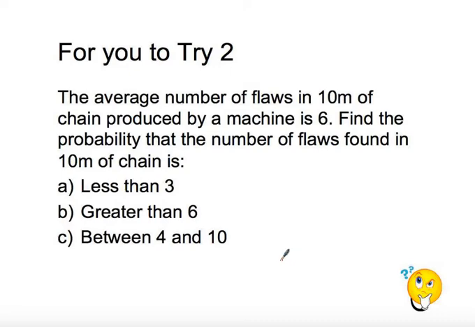So, the average number of floors in 10 meters of chain produced by a machine is 6. Find the probabilities that the number of floors found in 10 meters of chain is less than 3, greater than 6, and between 4 and 10. And again, I'm just going to say here, inclusive. So at this point, I want you to pause the video and then unpause it when you're ready to check your work.